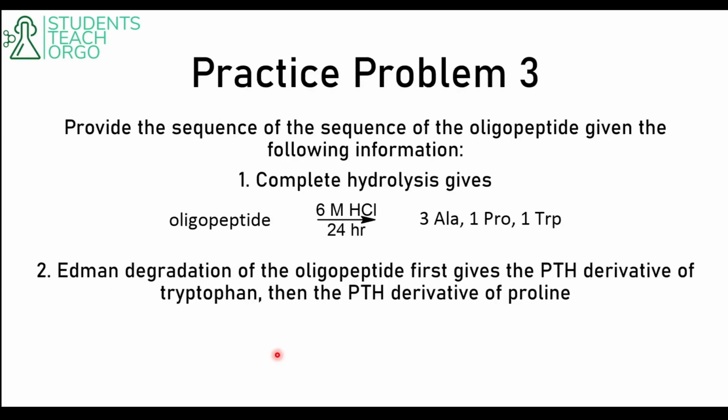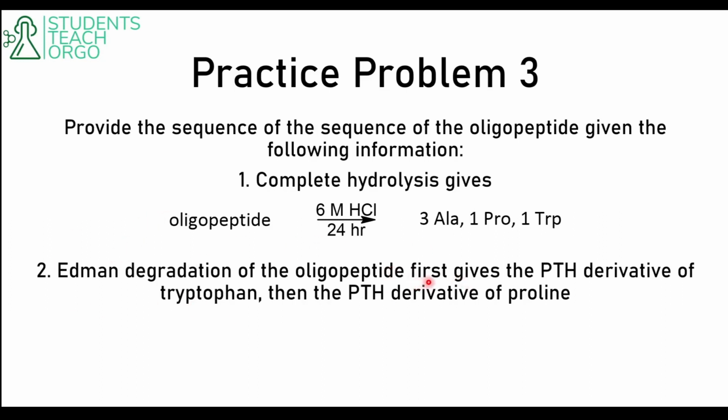All right, and then for problem 3, there's a lot of information here, so you might want to read a bit closely, but come back when you're ready. Okay, so they tell us in the problem that complete hydrolysis of the oligopeptide gives us 3 alanine, 1 proline, and 1 tryptophan. So now we have an idea of the relative abundance of these amino acids, but we don't know what order they come in, right? And that's where the Edman degradation information comes in.